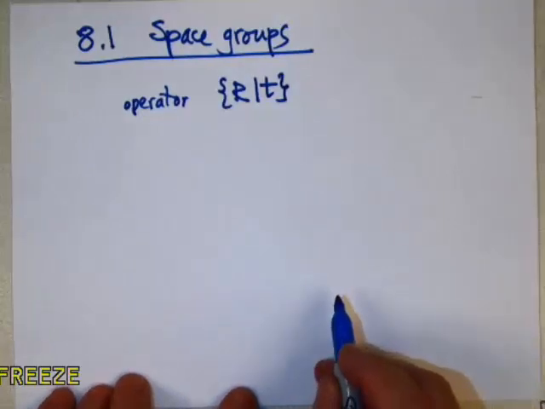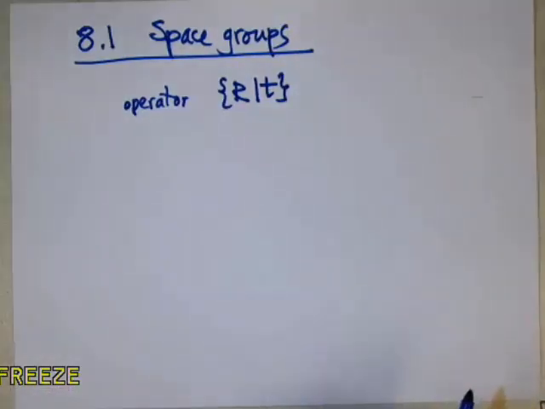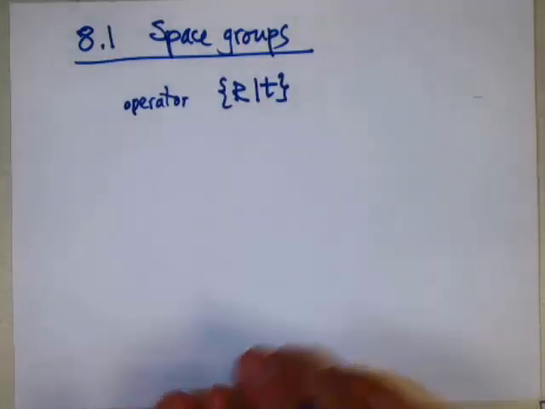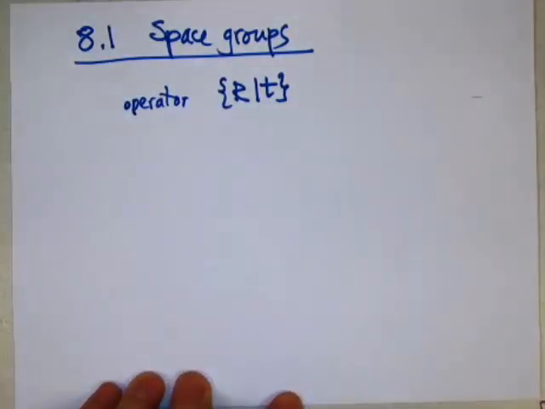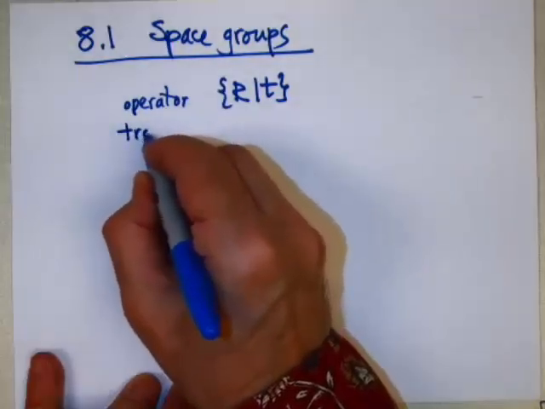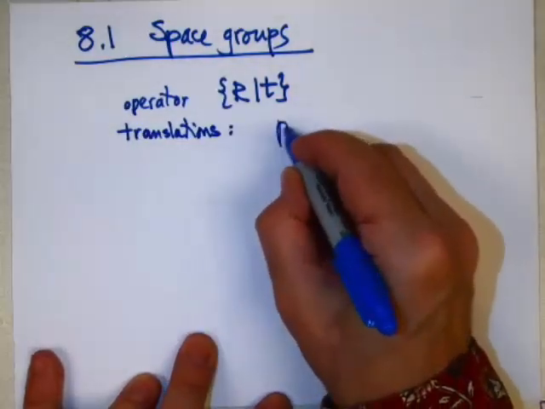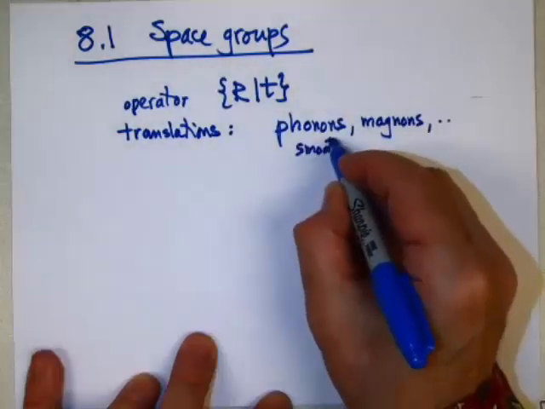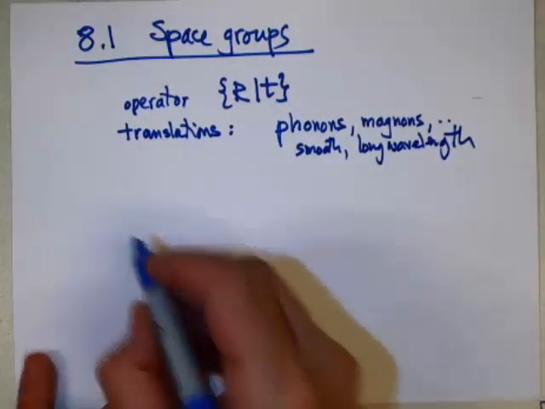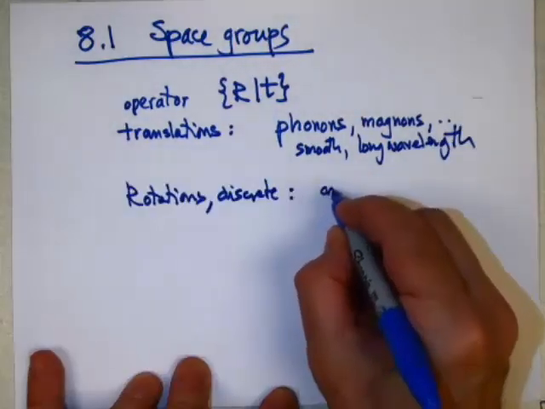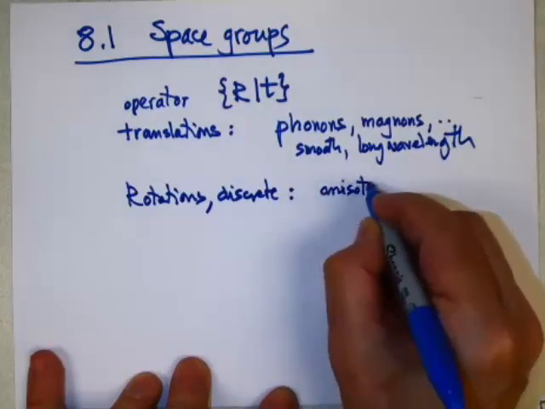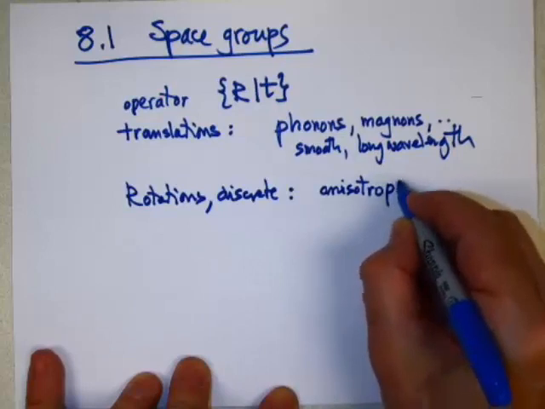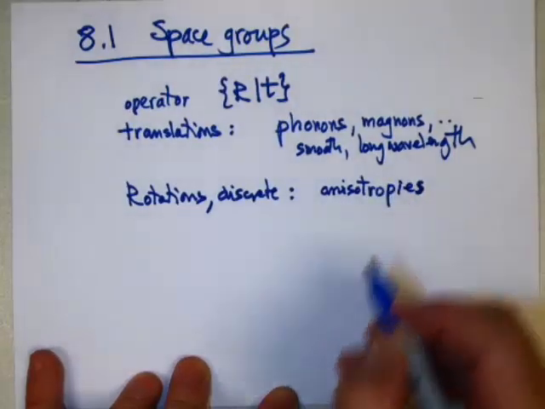So now to summarize, what are space groups? A group element or operator of the space group is a rotation and translation. Translations are physics that manifests itself through phonons, magnons, etc., which are smooth, long wavelength deformations. Rotations are discrete and physically manifest themselves through anisotropies of crystals. They look different in different directions. You see them through diffraction. And also they have different natural faces. A diamond looks different from a cubic lattice.